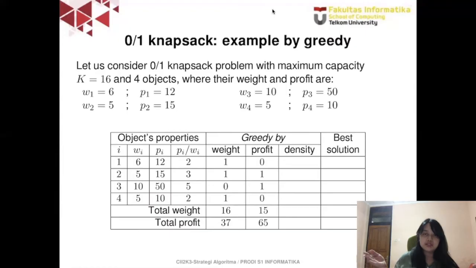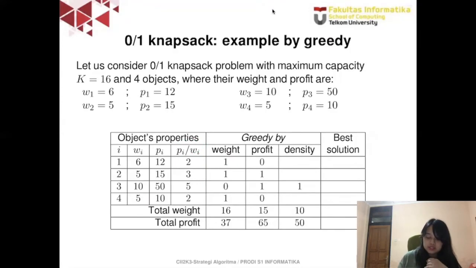Next, greedy by density. Because we want to choose items based on density, we need to calculate the density first, of course. So here we choose the largest density first. This is the largest one. So we choose the third item first.